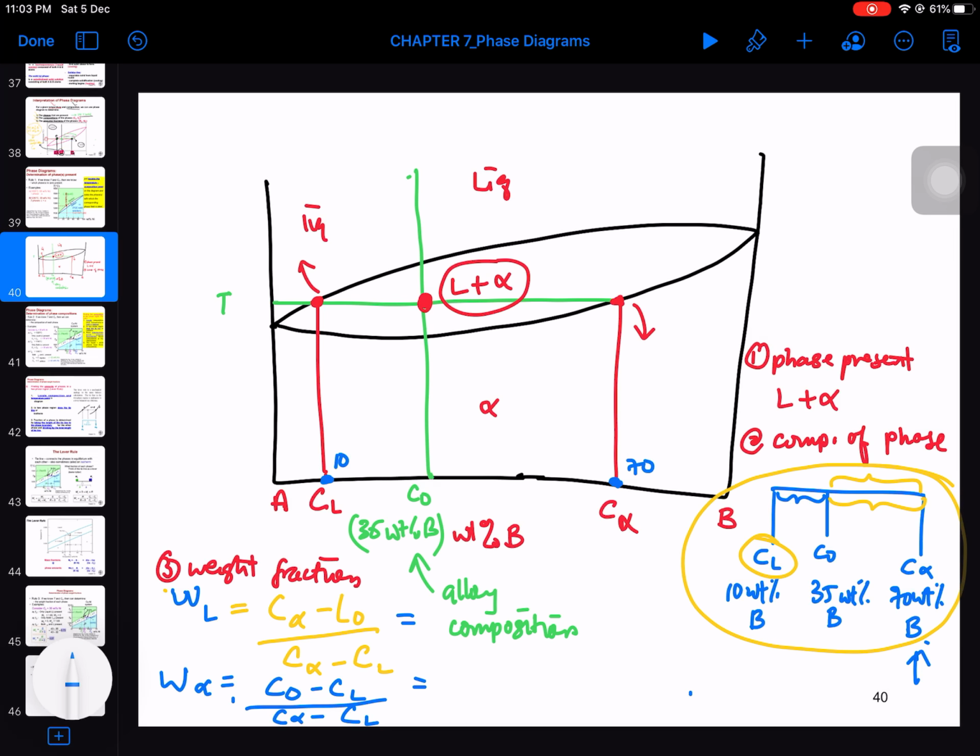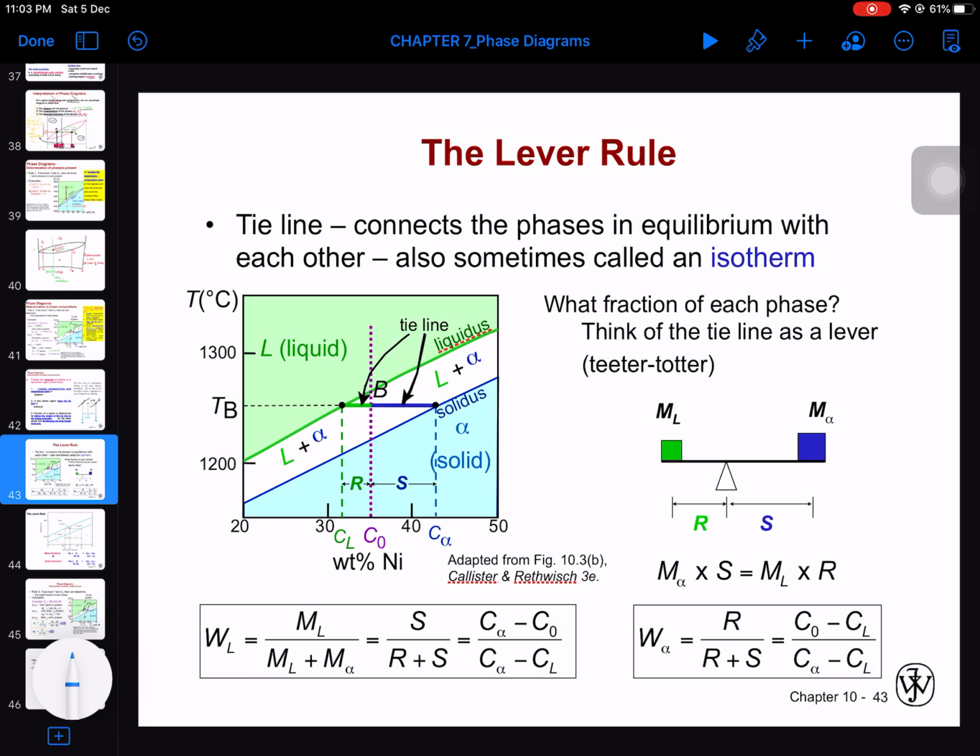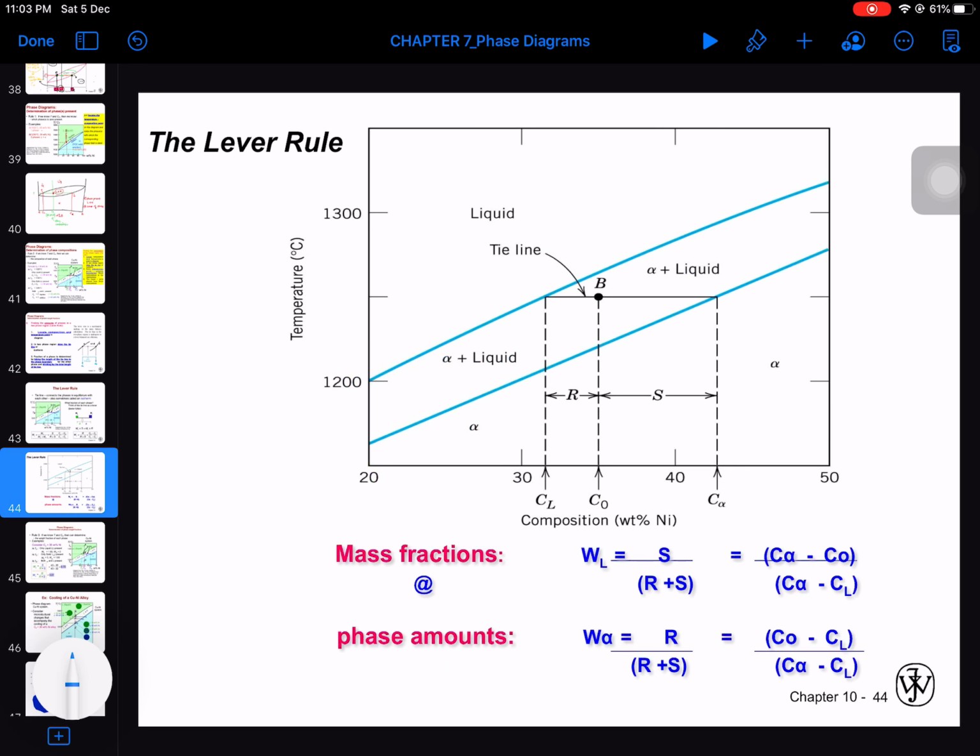Or else, you can always refer to the notes here in order to calculate the weight fraction. This is given to you, the same thing that I already mentioned just now. If you remember to take the length of the opposite direction of what we are trying to calculate, you don't have to worry about the calculation. You'll straight away know what to do.